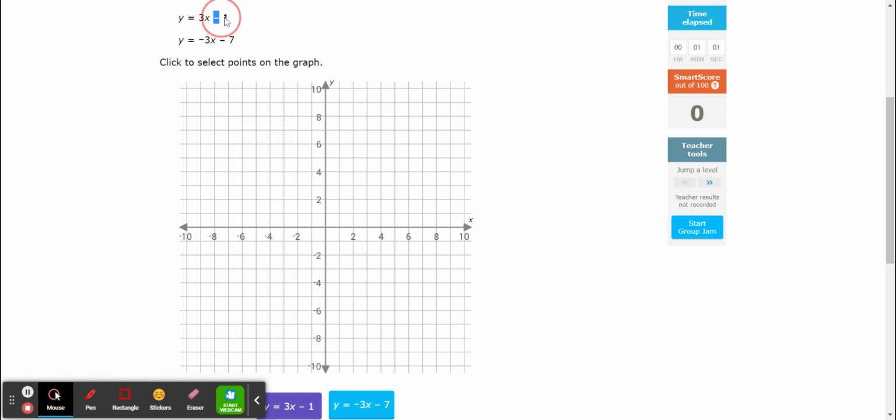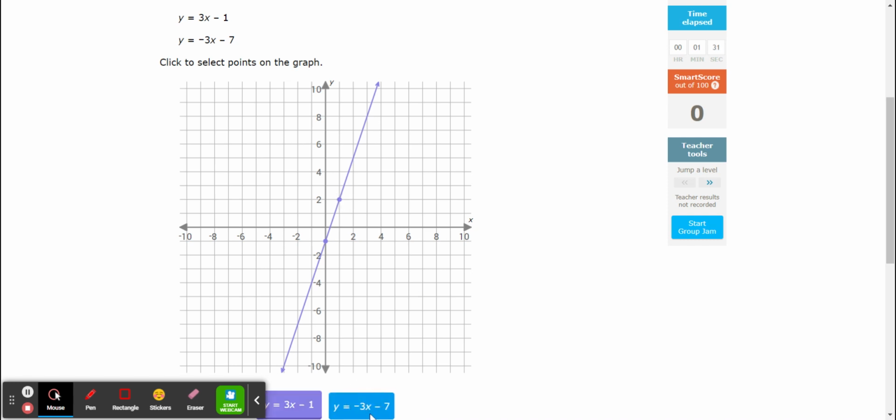For the first one, my y-intercept is -1. So on my graph, I go down to -1 on my y-axis and I put my point there. Next, my slope is the number with x, which is 3, and it is a positive 3 for the first one. Remember that I can write that as a fraction by doing 3 over 1. So I'm going to go up 1, 2, 3, and then to the right once since it is positive. Now I have my first line.